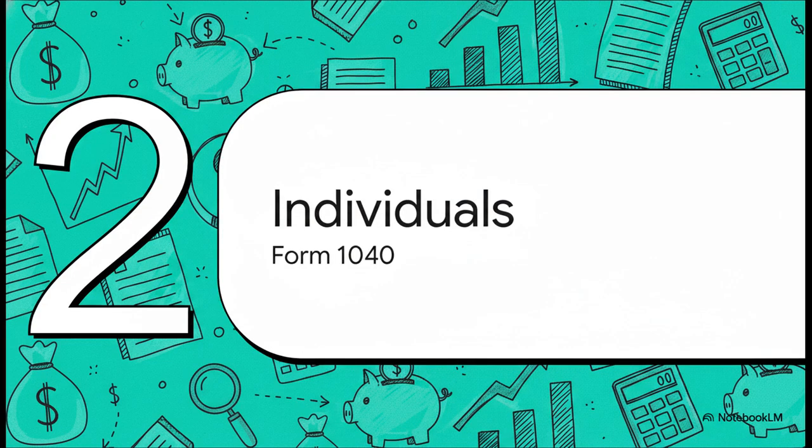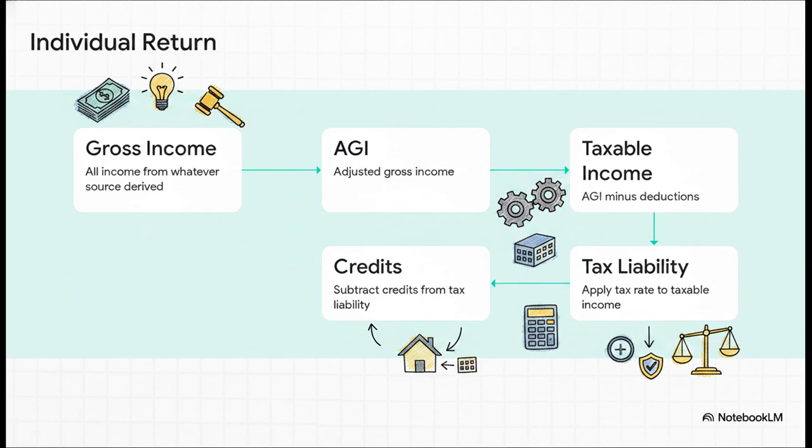Section 2. Individuals. Okay, let's dive into this, starting with the baseline, the individual taxpayer. We're talking about your classic Form 1040. Individual tax questions heavily test the linear flow of the return. It's like a cascading waterfall. You need to know what to include in gross income, think wages, interest, punitive damages, and what you get to exclude. From there, you calculate adjusted gross income, or AGI. Then you arrive at taxable income, calculate the tax itself, and finally, apply any non-refundable or refundable credits.